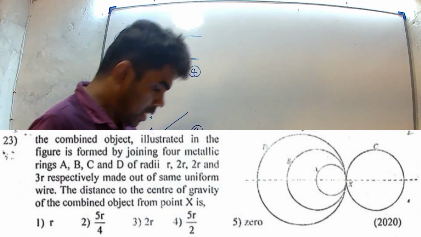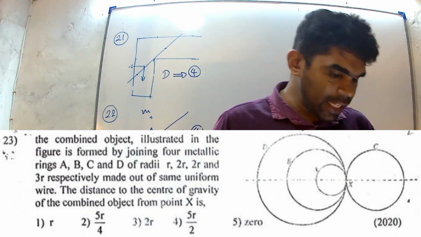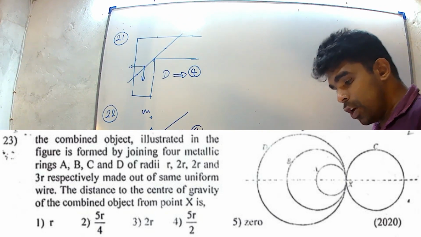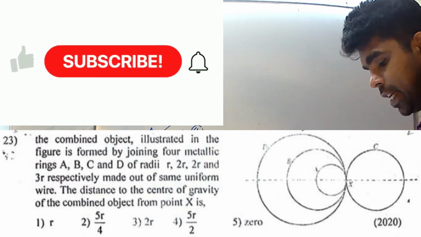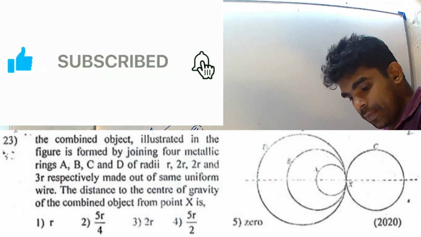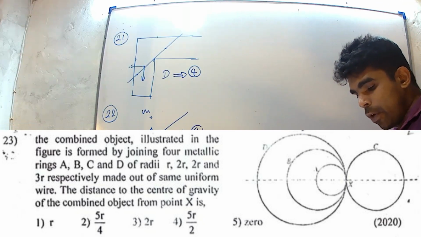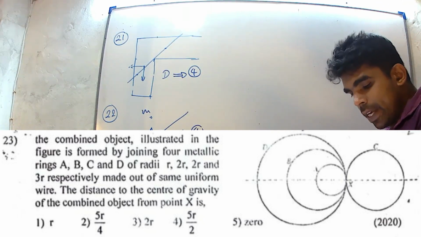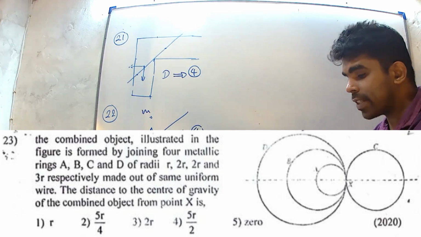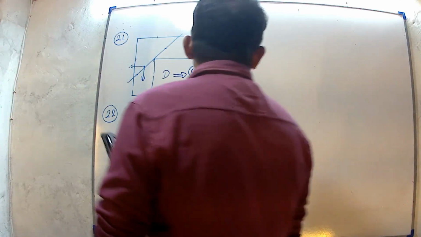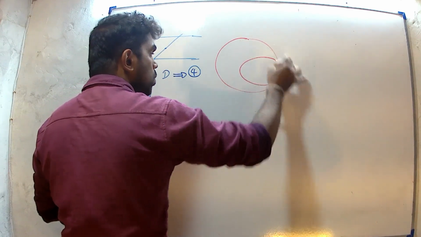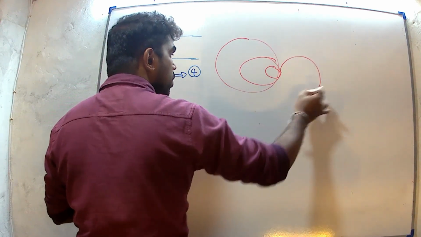23. The combined object illustrated in the figure is formed by joining 4 metallic rings A, B, C, D of radii R, 2R, 2R and 3R respectively, made out of the same uniform wire. Find the distance to the center of gravity of the combined object from point X. There are 4 rings: 1, 2, 3, 4.